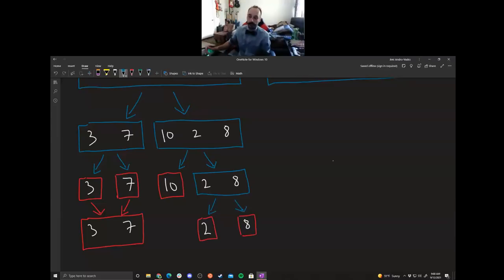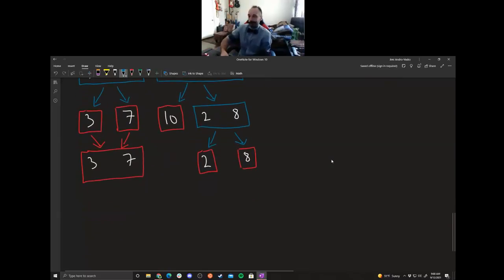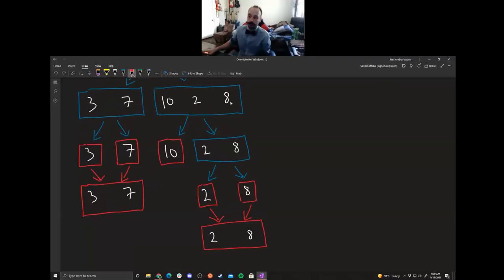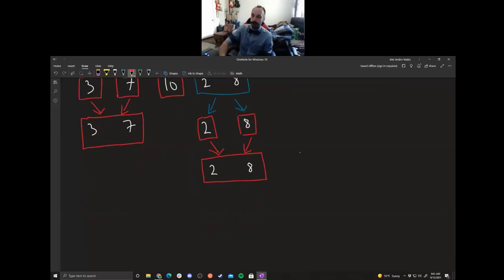So now we have to merge the list that contains 2 with 8. Let's merge these two lists, and we'll just get 2 and 8 as the result. So now, for the array 10, 2, and 8, the right side is sorted, the left side is sorted, so let's merge these two together. We're going to get the result of 2, 8, and 10 if we merge these two arrays.